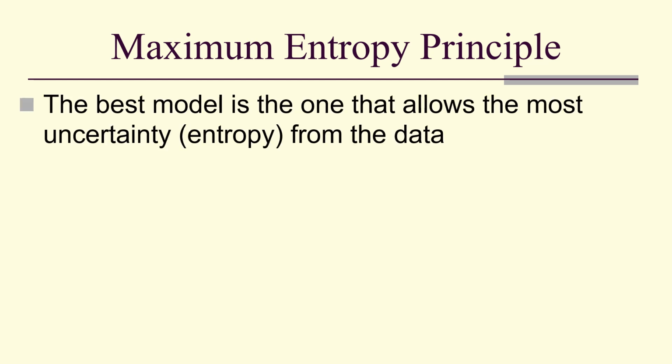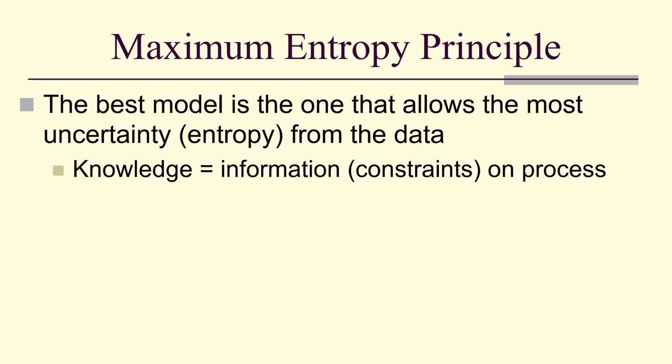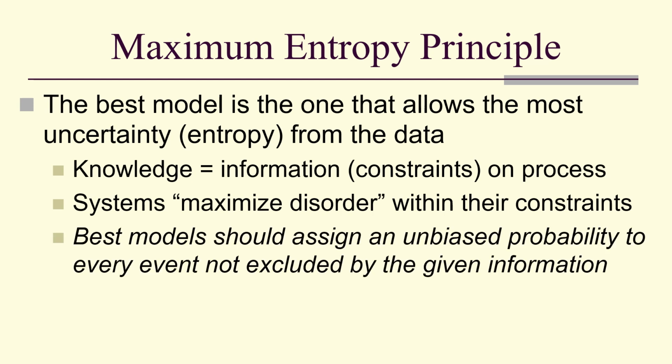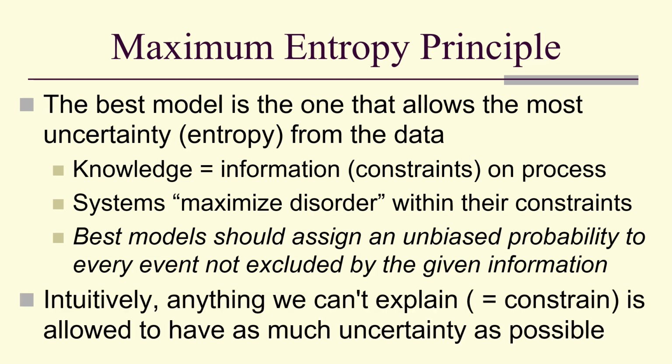This gives us the maximum entropy principle. The best model is the one that allows the most uncertainty from the data. See, knowledge is information or constraints on a process. Systems maximize disorder within their constraints. The best model should therefore assign an unbiased probability to every event not excluded by the given information. Intuitively, anything we can explain or constrain is allowed to have as much uncertainty as possible.